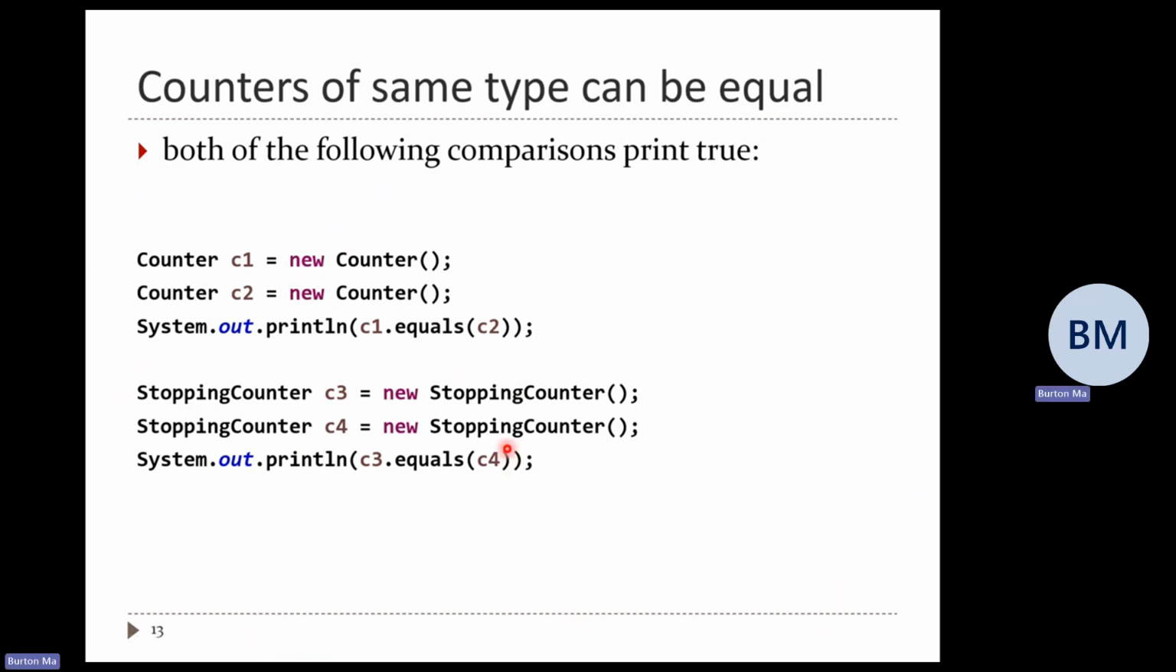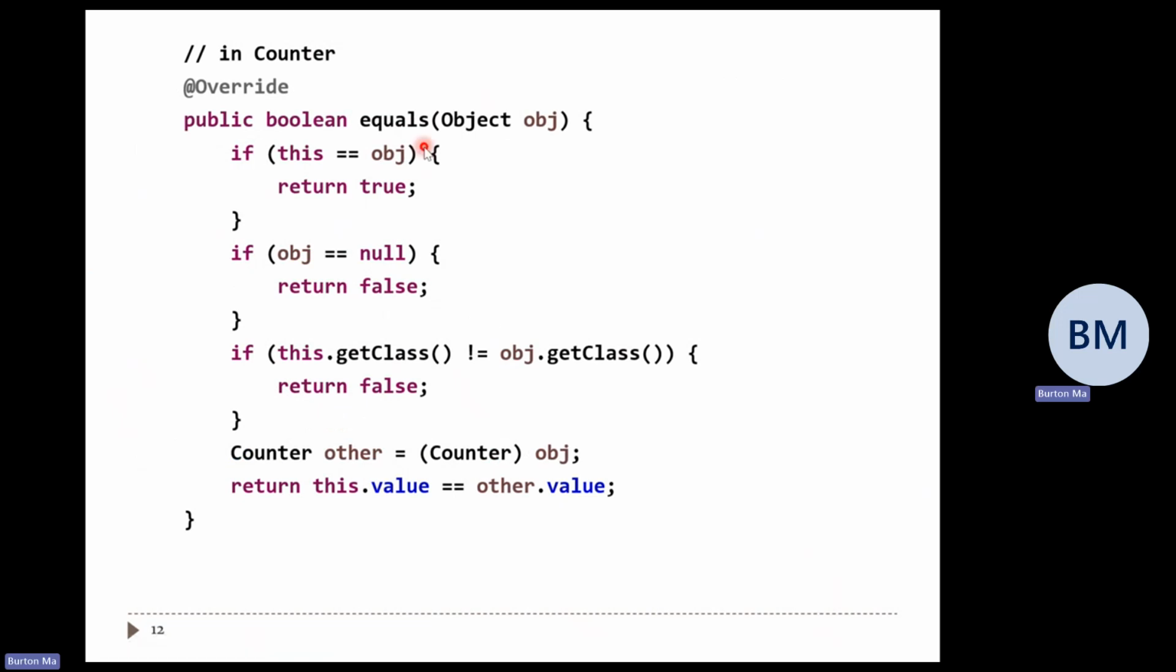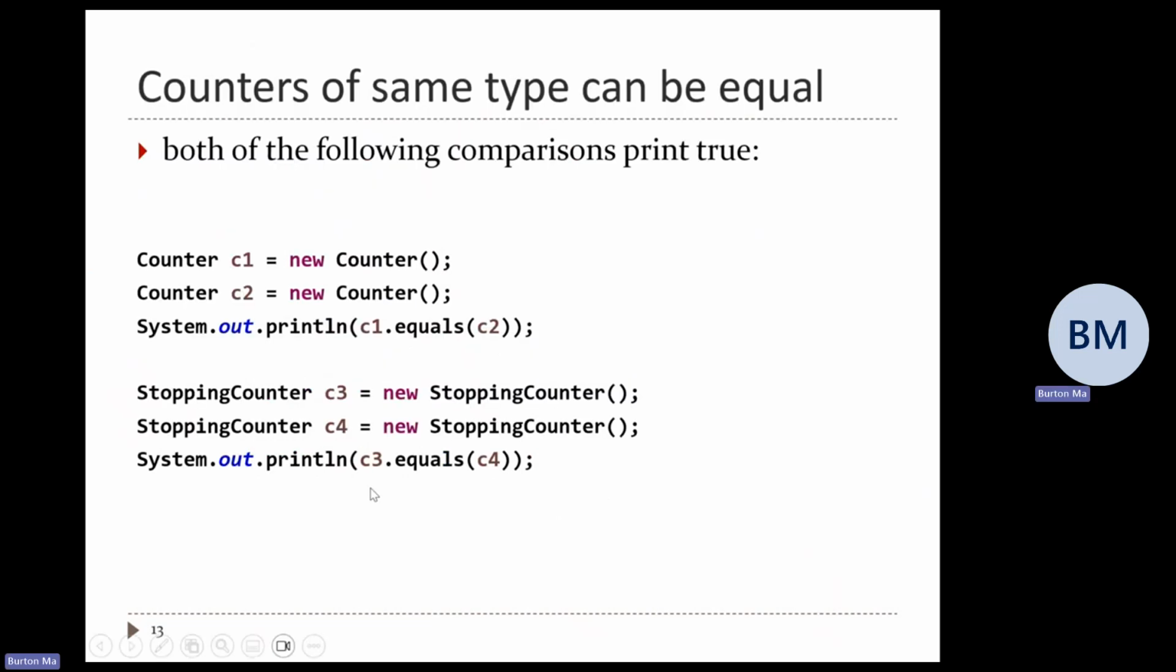Here I've got a stopping counter and a stopping counter. So c3.equals(c4) also returns true. Now, why does it return true? We haven't put equals in StoppingCounter yet, because StoppingCounter inherits this version of equals. Inside this version of equals, it checks the types of the two classes. It looks at the type of c3, that's StoppingCounter, and the type of c4, that's StoppingCounter. So they're both the same.